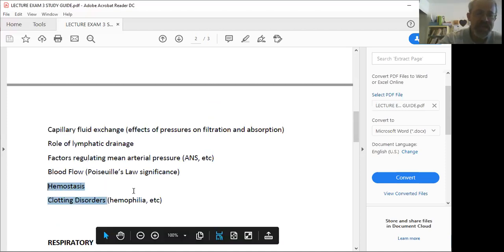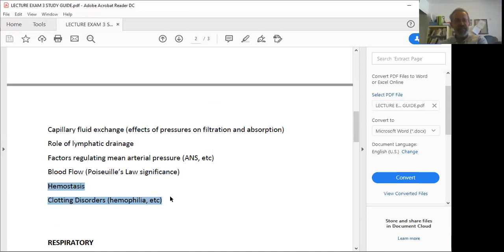Finally, hemostasis, which was a big one, right? Hemostasis is the mechanism of blood clotting, looking at the different parts of that, looking at clotting disorders as well.